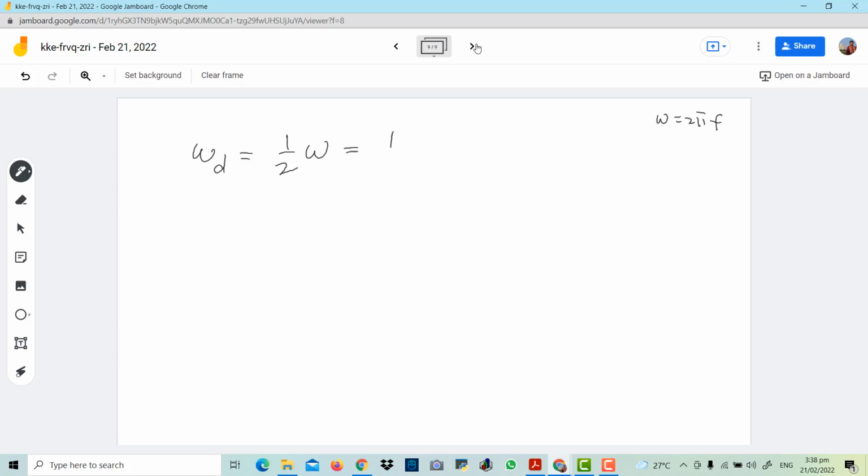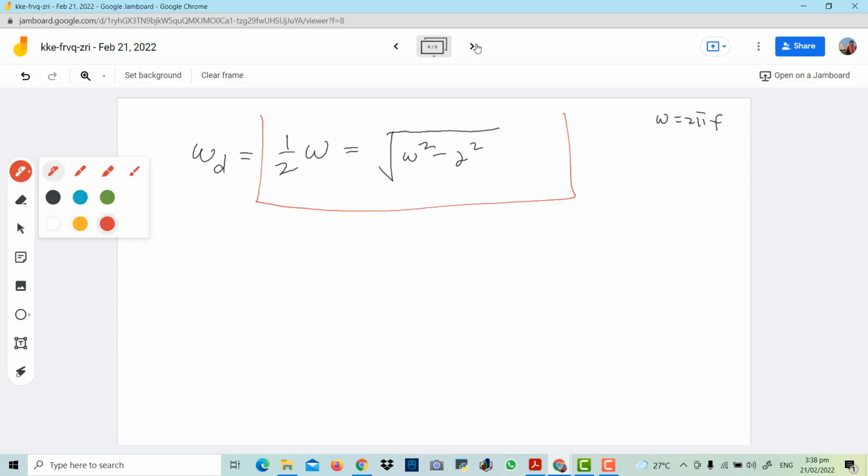And recall, take note that the omega d, the angular frequency with damping, can be written as the square root of omega square minus gamma square. Right? So, if you equate these two, what will you get? If I equate the two, what will I get? I will get an expression for gamma in terms of omega.